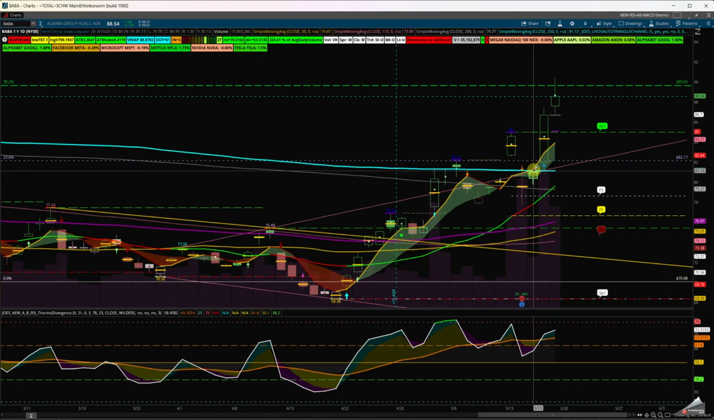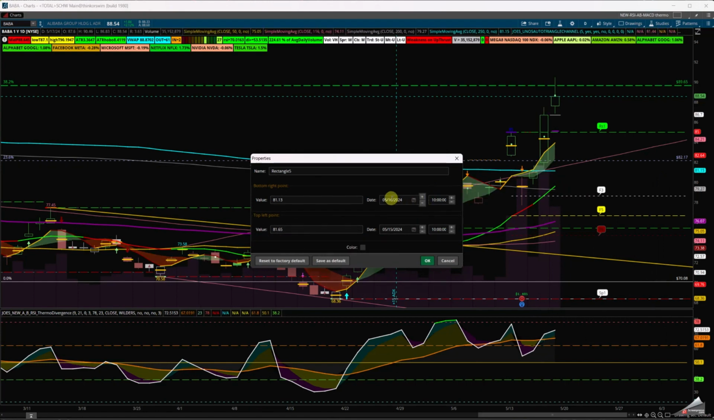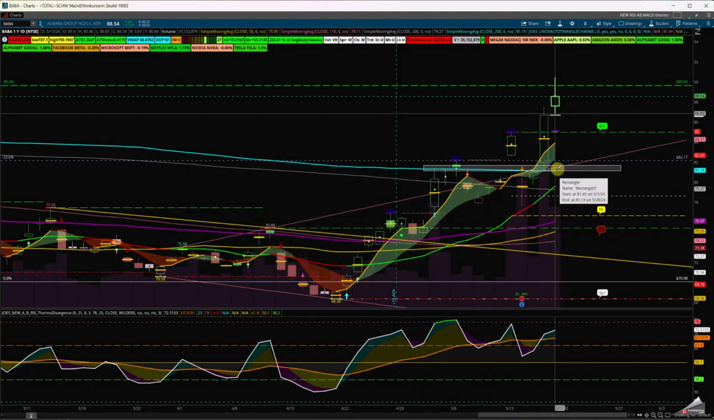I'm going to create this box between these two levels. Edit the property. I'm going to make it back as far as 501 and as high as 520 so everyone can see it. If I zoom it back, this is a very important area of consolidation in BABA. It does not have to fill this gap.